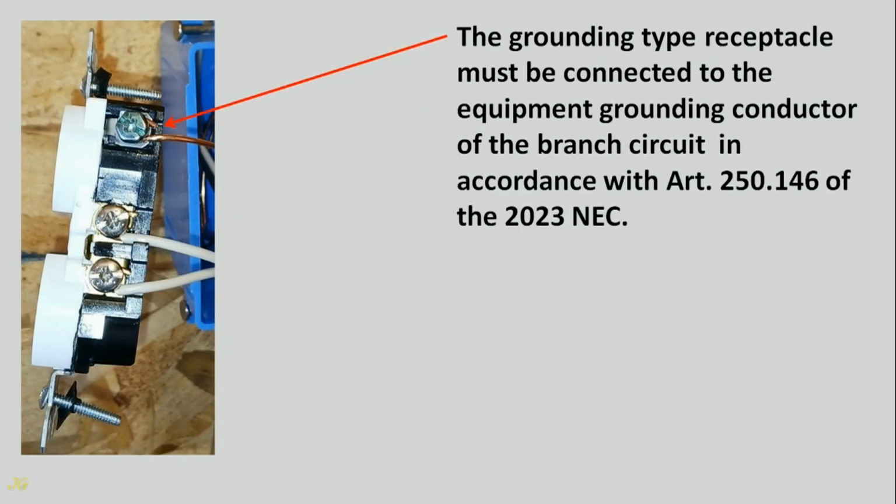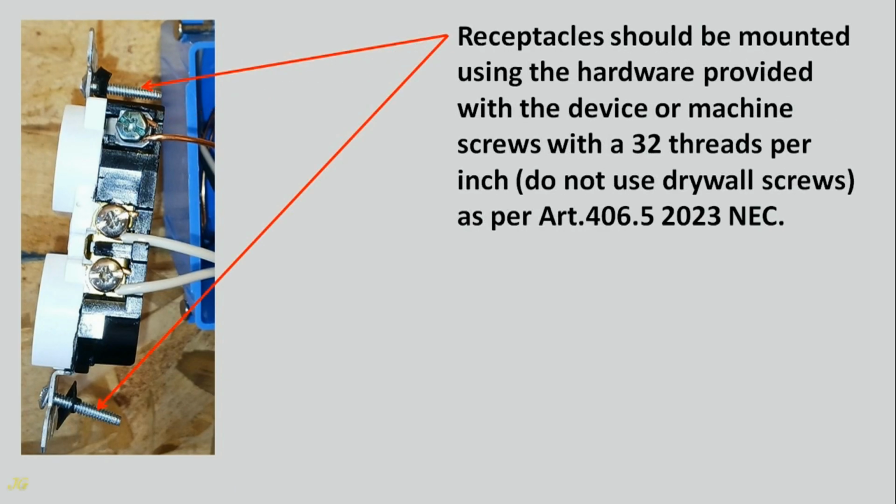The grounding-type receptacle must be connected to the equipment grounding conductor of the branch circuit in accordance with Article 250.146 of the 2023 NEC. Receptacles should be mounted using the hardware provided with the device or machine screws with 32 threads per inch. Do not use drywall screws, as per Article 406.5, 2023 NEC.